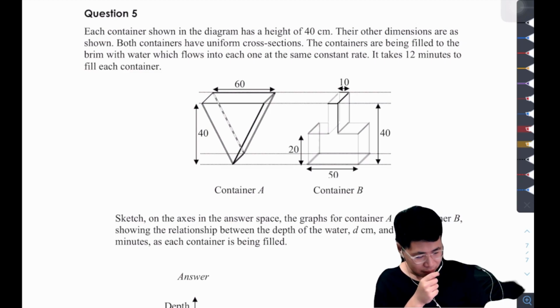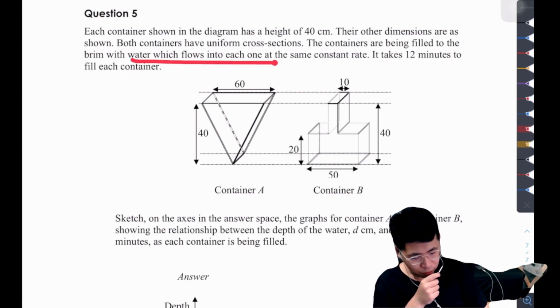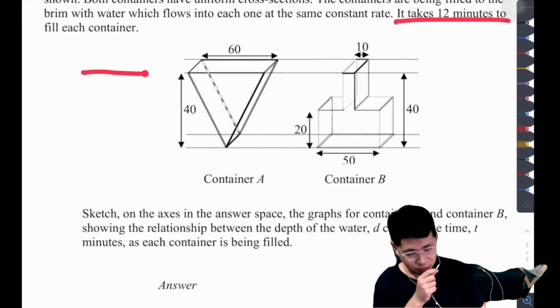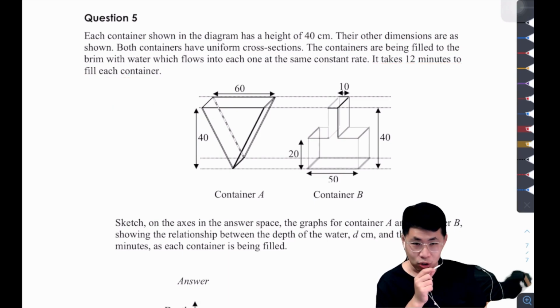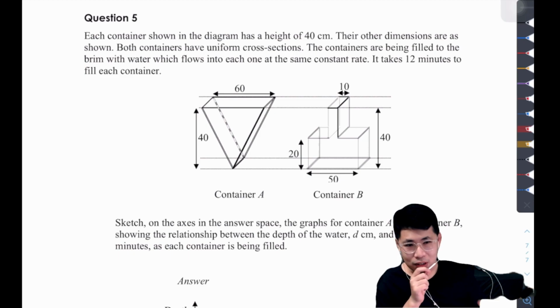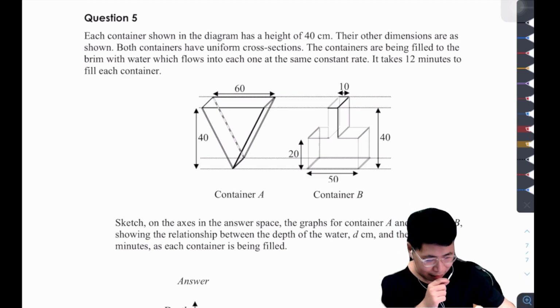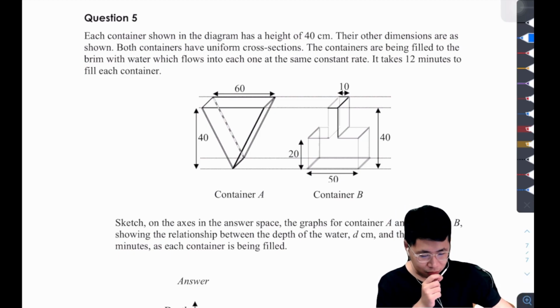So because the water flows in at the same rate, and because it takes 12 minutes to fill each container, it means that they should have the same volume. They should have the same volume. So because of the same volume, they will fill in at the same time, alright? It takes 12 minutes to fill each container.